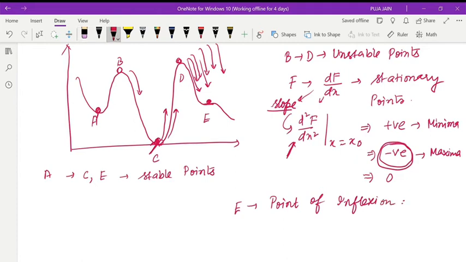Now here, at the point of inflection, you see what happens. There is a concavity upwards and there is a concavity downwards. So at this point we get the second derivative as 0. So this is called the point of inflection.